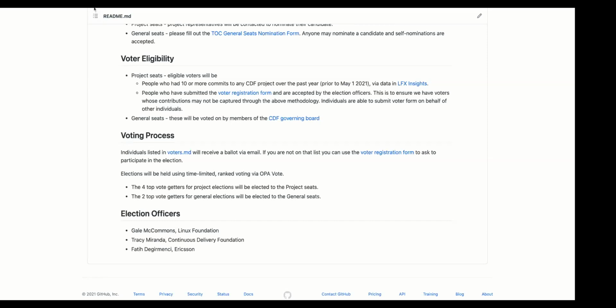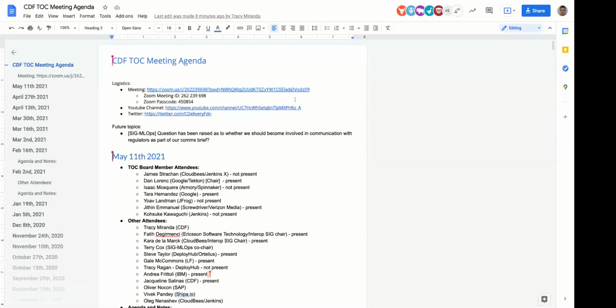All right, back to the agenda. Oops, I hit the wrong button. One day I'll figure out how to do this tab switching correctly in Zoom. Okay.